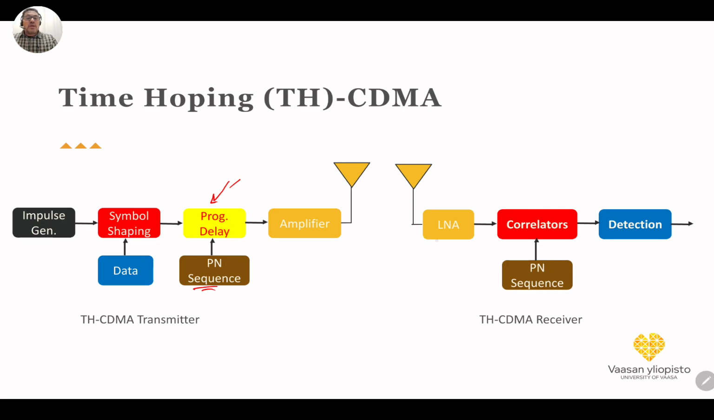And then in the receiver, we have a low noise amplifier, and then we have the correlator with the PN sequence, because the PN sequence will tell the receiver where the symbol was transmitted, in which time slot, and then we have the detection process. This is simply the time hopping CDMA.